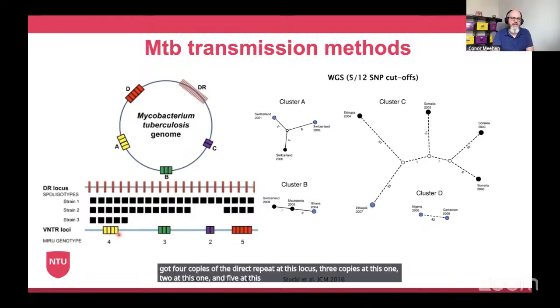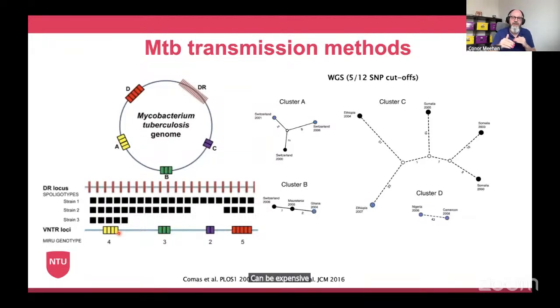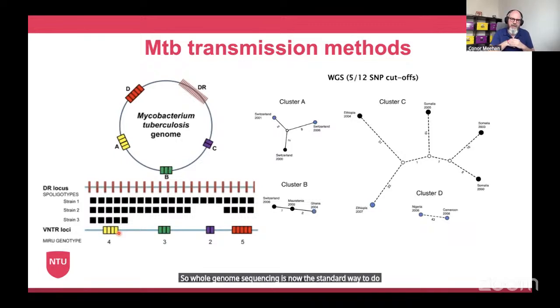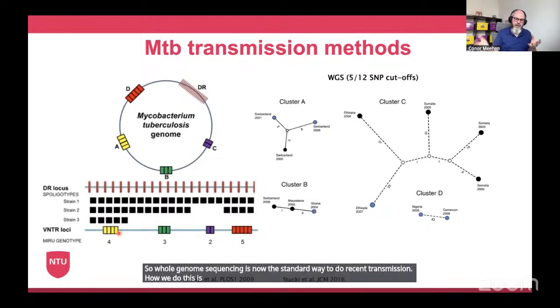I won't talk much about MIRU-VNTR. It's not really used much anymore. It can be expensive to do, and for the equivalent price, you can get whole genome sequencing. So whole genome sequencing is now the standard way to do recent transmission. How we do this is we take a genome, sequence the reads from it, and map these back to a reference genome. For MTB, this is H37Rv.